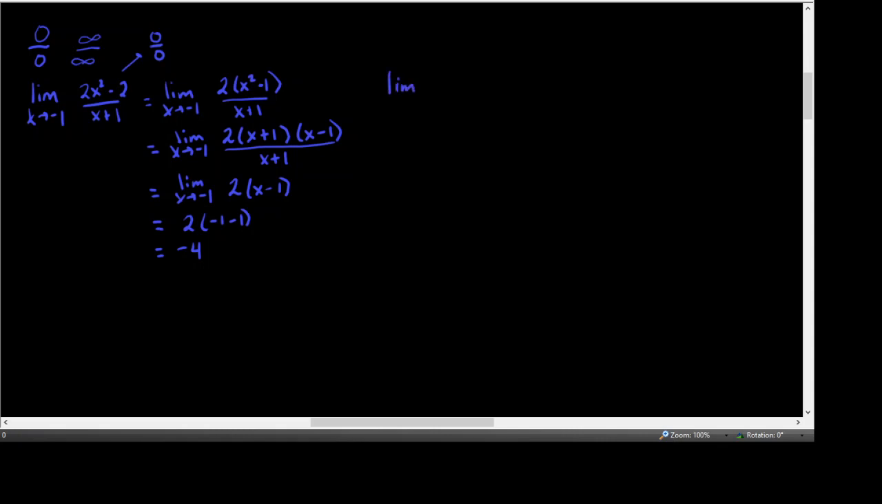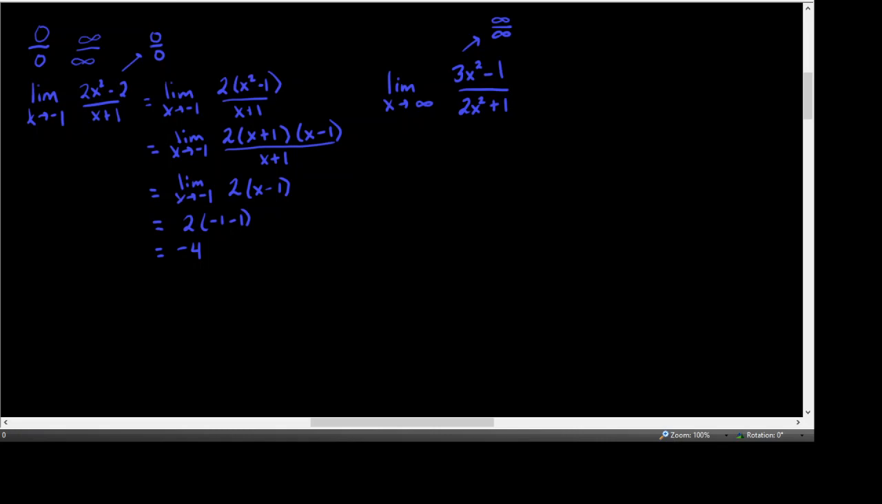Okay, let's look at another one. This one also should be in your notes. As x approaches infinity, 3x squared minus 1 divided by 2x squared plus 1. And this trick we used here, when we substitute, we're going to get infinity over infinity, which of course is indeterminate.